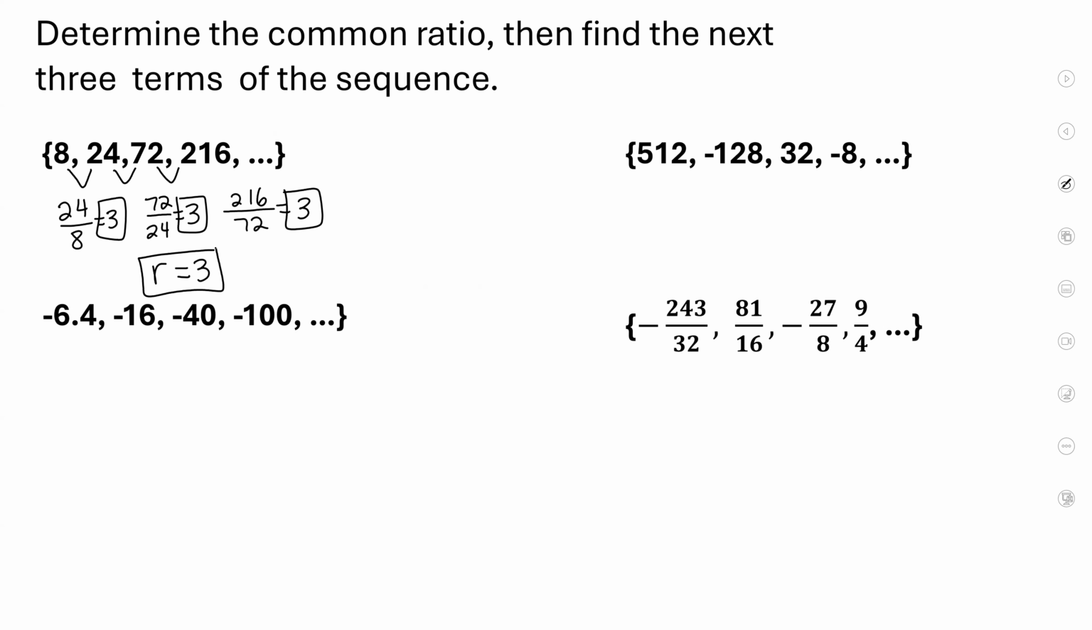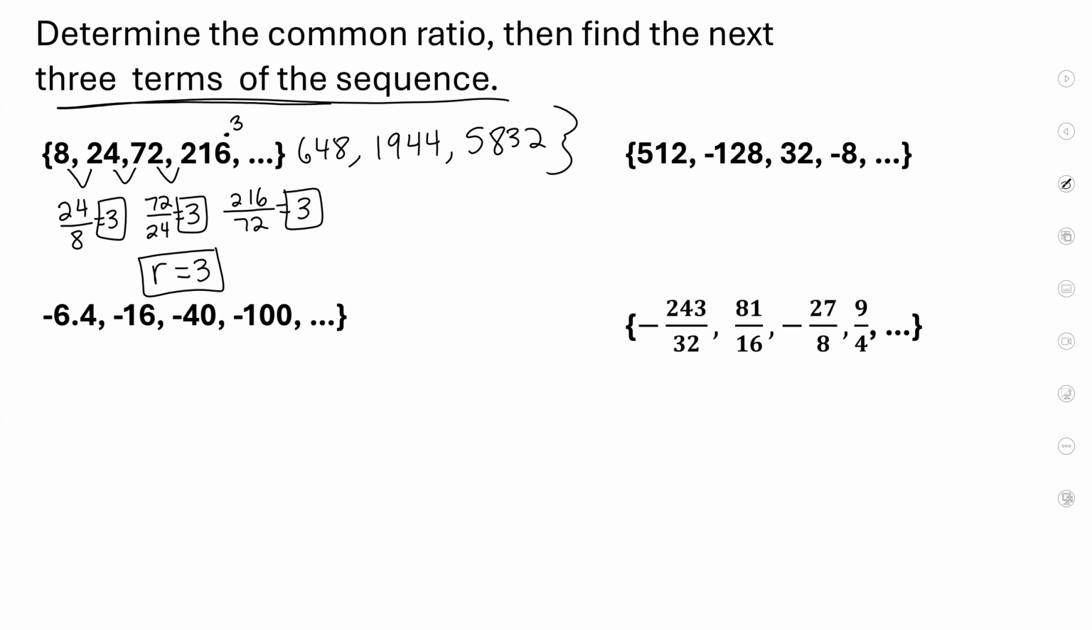Now that I know what the ratio is, I can find the next 3 terms of this sequence. So 216 times 3 is 648. If I multiply this by 3, I'll get 1,944. And if I multiply 1,944 by 3, I'll get 5,832. So those are the next 3 terms in my sequence.